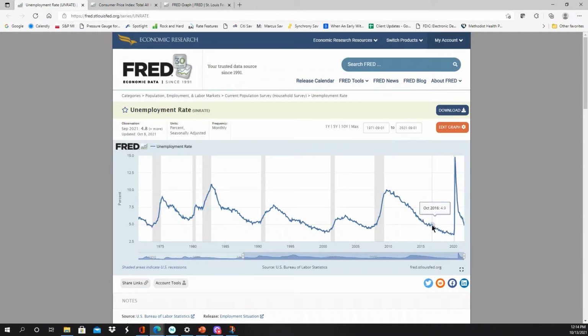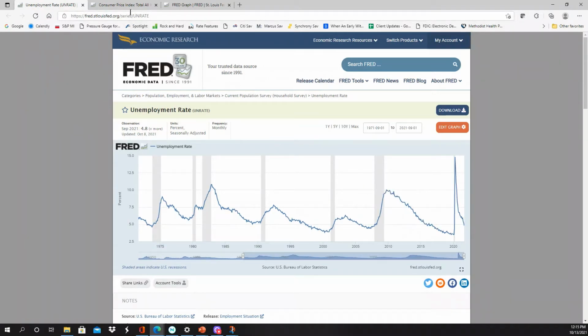And if you look back over the last 40 years, the number of times that we have been below 4.8% have been fairly few. Most of the time, about 80% of the time in these last 40 years, we have had a higher unemployment rate than we have today.